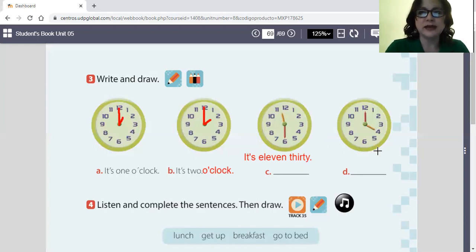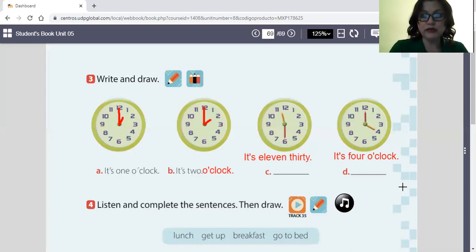The next one, look at the clock. The short hand is on the number 4 and the long hand is on number 12. What time is it? Yes, it's 4 o'clock. Okay, it's 4 o'clock. Okay, we finished this now.